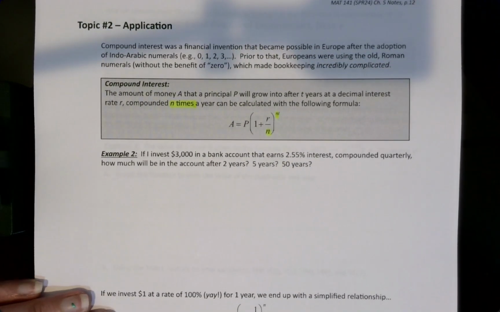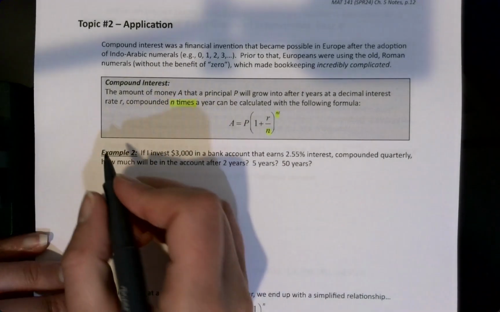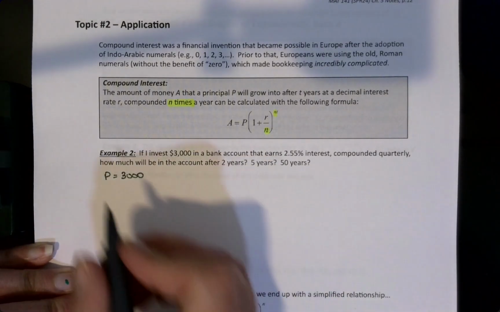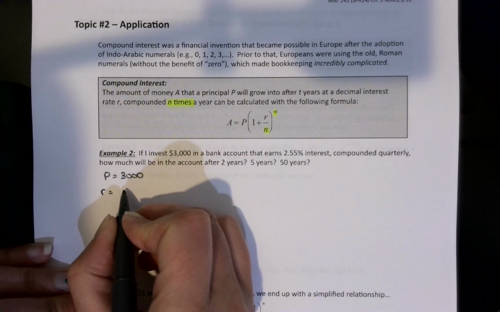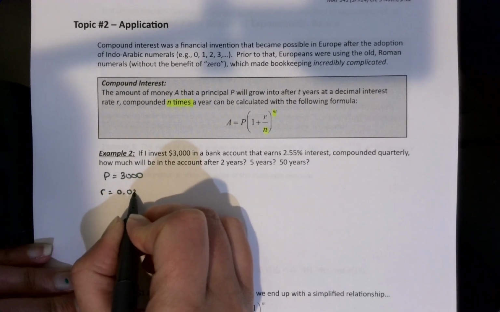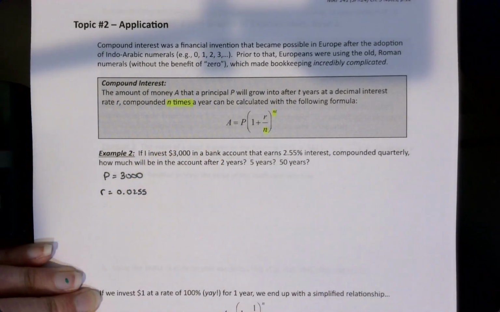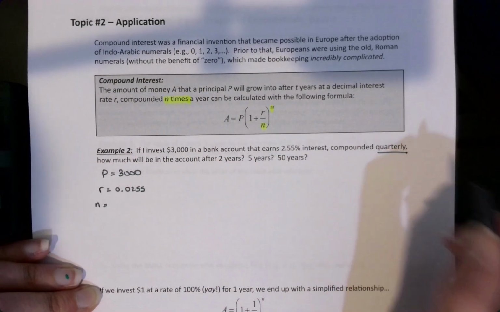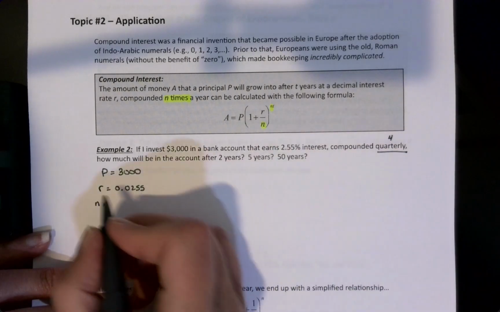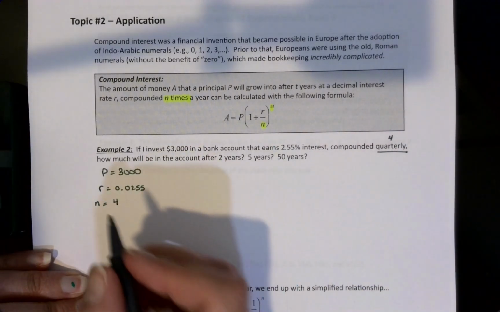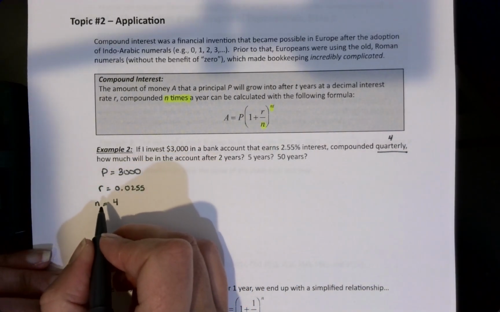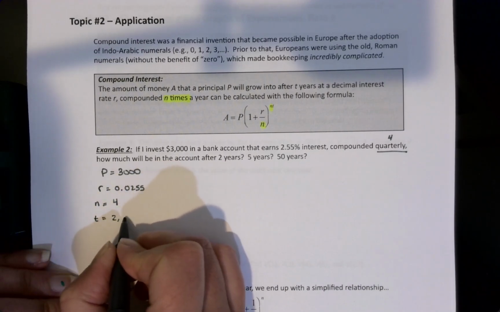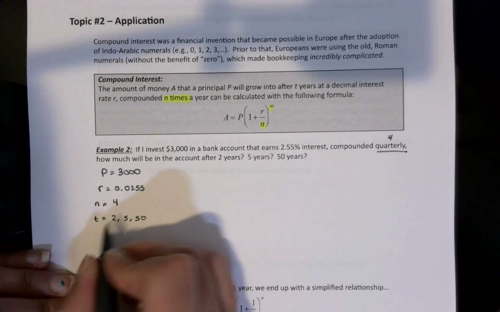If I invest $3,000 into a bank account, that's my principal for this investment, $3,000, into a bank account that earns an interest rate of 2.55%, so 0.0255 is my rate. It's compounded quarterly. So if I'm compounded quarterly, that's going to be 4 times in a year. So the N value is 4. Quarterly means 4 times per year. How much will be in the account after 2 years, 5 years, and 50 years? So T is going to be 2, 5, and 50. So T is changing.